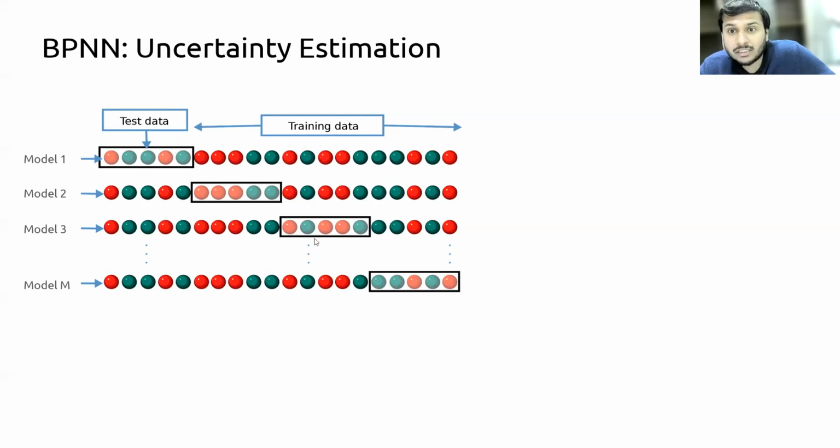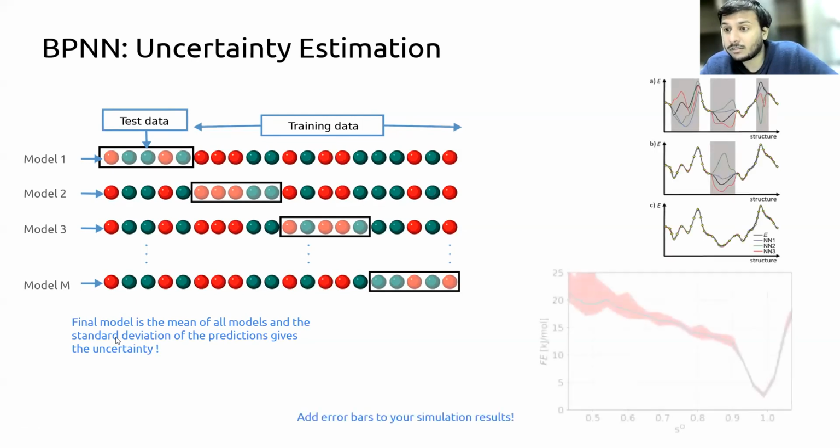For example, if this is your training data and that's your test data, then it is always useful to not train your model on the full training data, but to randomly sample a percentage of points from your training set, and then train an ensemble of models on different sub-samplings of your training set. The final prediction is the mean of all of these models, and the standard deviation of these predictions is related to the uncertainty or the error of your model.